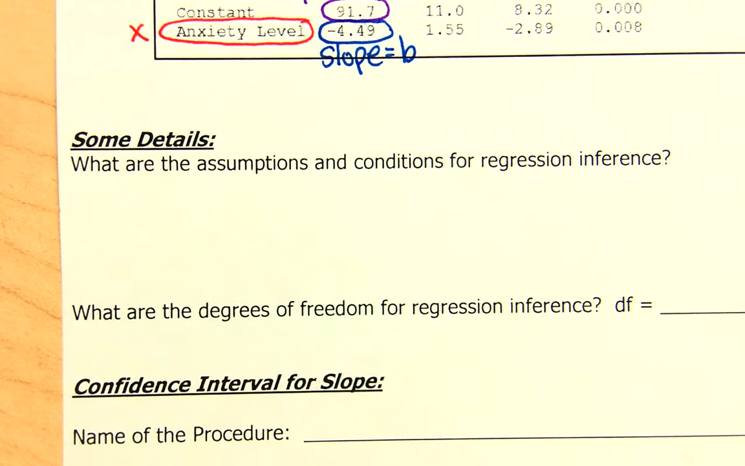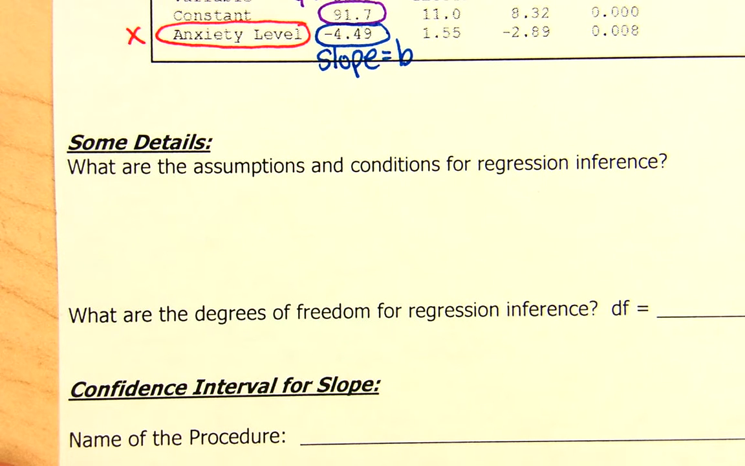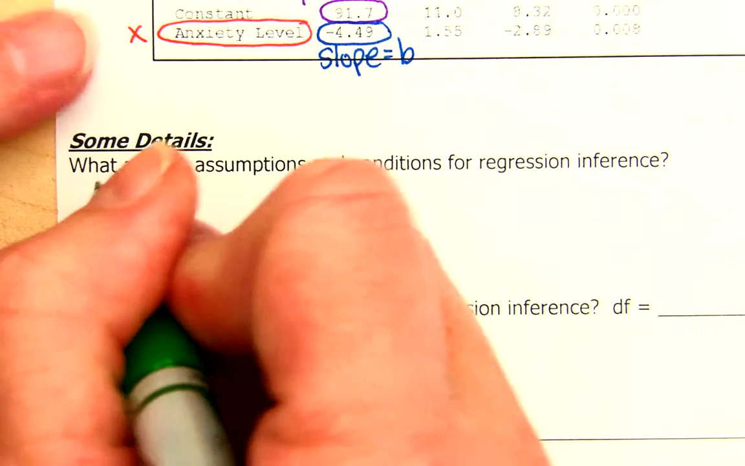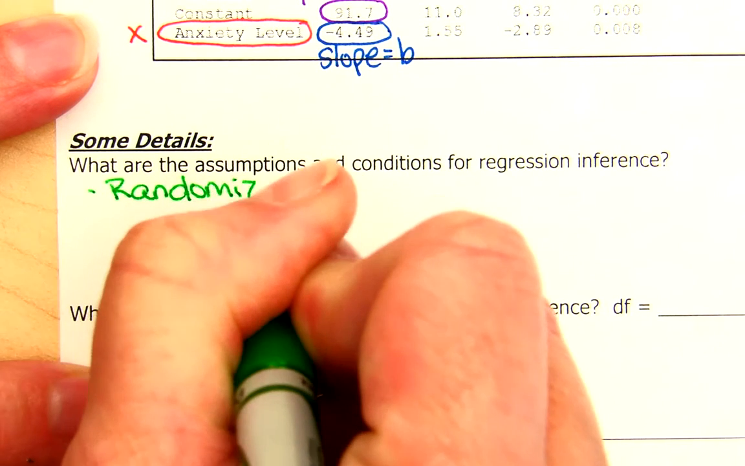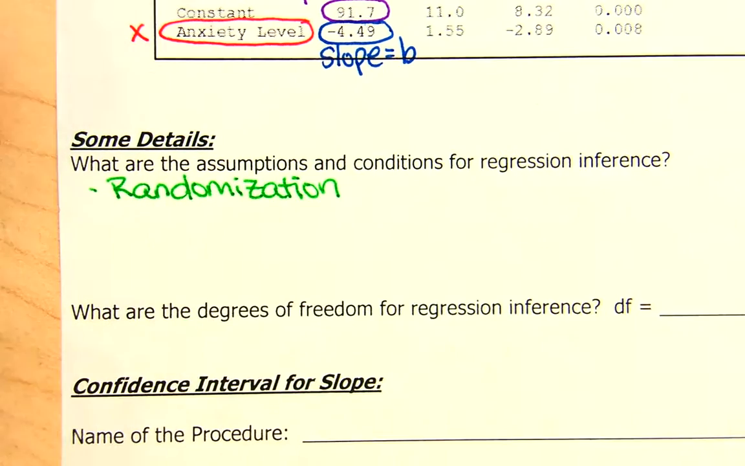So anytime we're doing a confidence interval or a hypothesis test, we need to know assumptions and conditions. The first one you guys should be able to guess because it's been in every single one that we've done. What do you think it's going to be? Randomization. So our first condition is randomization. So just like we've looked for in every single other test that we've done, we want to see that either the sample was randomly chosen or treatments were randomly assigned. Same as it's been for everything else.